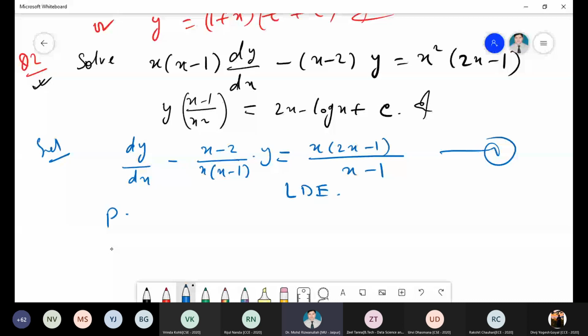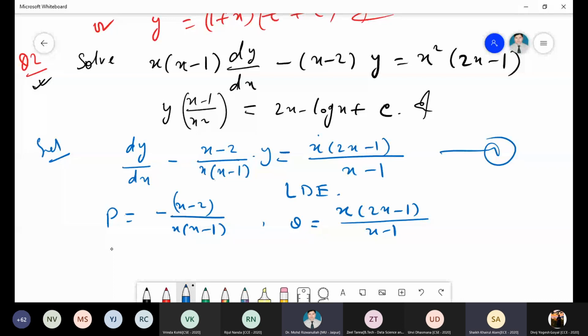So what is the p? P is minus (x minus 2) upon x into (x minus 1), and your q is x into (2x minus 1) upon (x minus 1). You can take it as x square also, no issue. But if x square is there, then x will also have to come here, and it will cancel with this one. If we keep x square here, then x has to be kept here, okay? Is it okay? Okay, sir.